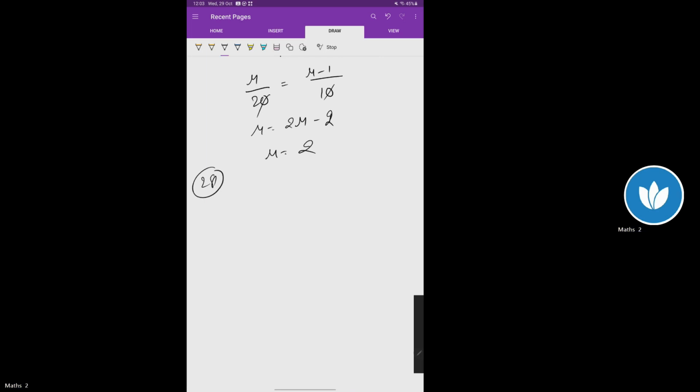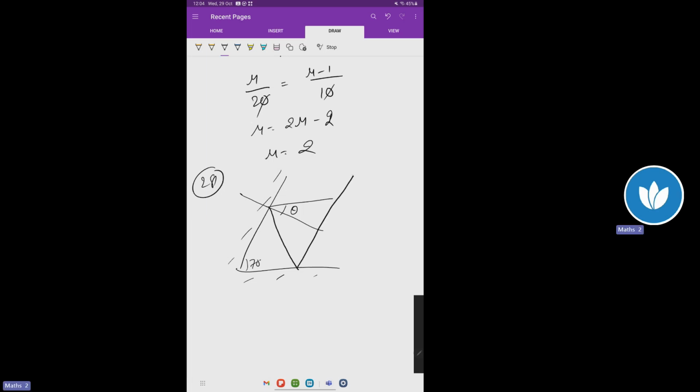28. Two plane mirrors are inclined at 70 degrees. Theta is 70 degrees. A ray is incident on one mirror at angle theta. After reflection, it falls on the second mirror and is reflected from there parallel to the first mirror. Then what is theta? After reflection from the second mirror, it is moving parallel to the first mirror.